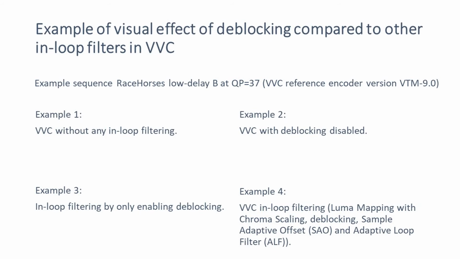So here follows a visual example of how deblocking performs compared to other in-loop filters. We have an example sequence RaceHorses and its low delay B test condition at QP37. On the top left, we have VVC without any in-loop filtering enabled. On top right, we have VVC with deblocking disabled. In bottom left, we have in-loop filtering by only enabling deblocking. In bottom right, we have VVC in-loop filtering as is, using all the in-loop filters: luma mapping with chroma scaling, deblocking, sample adaptive offset, and adaptive loop filter.